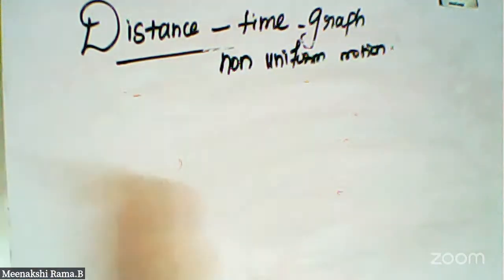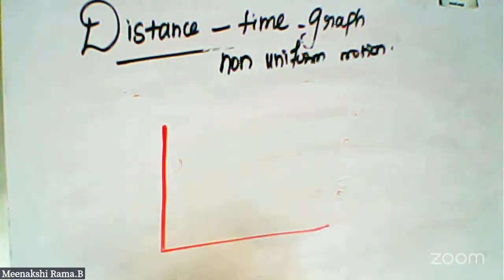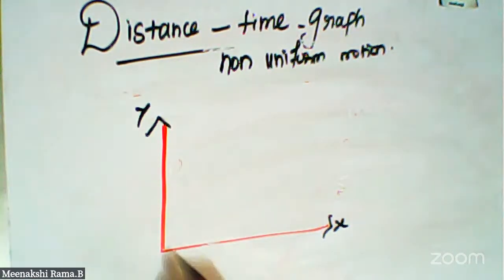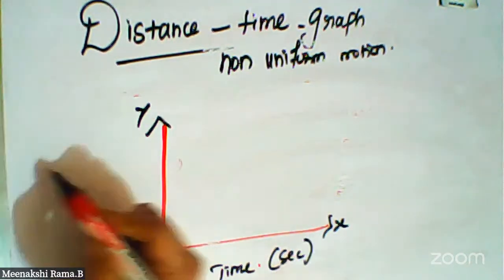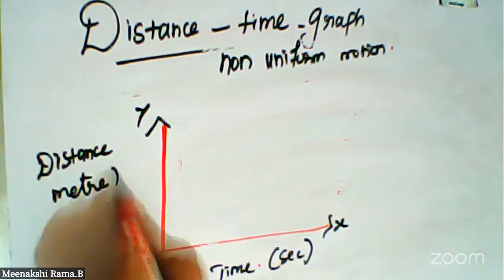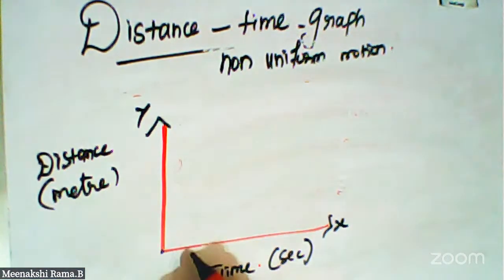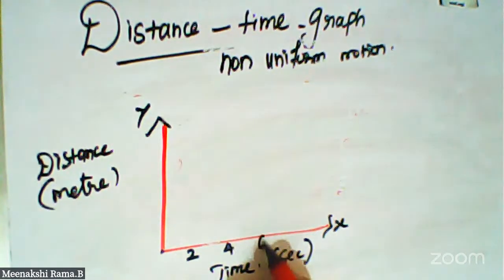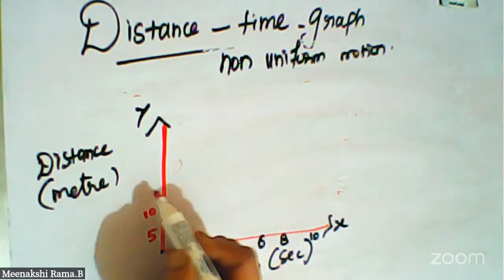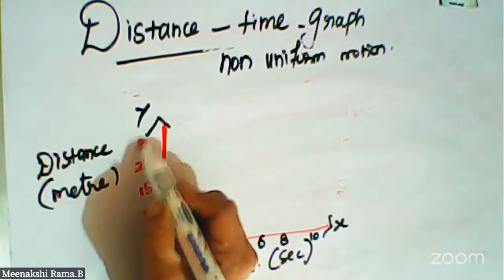I'm going to draw a graphical structure. This is the x-axis, this is the y-axis. Time in seconds, distance in meters. 0 seconds, and then 2, 4, 6, 8 and 10. Meters: 5, 10, 15, 20, 25, like that.